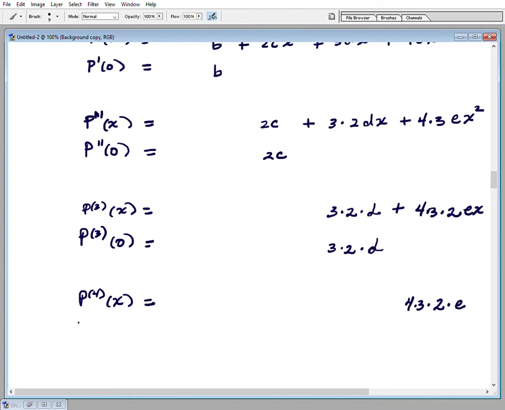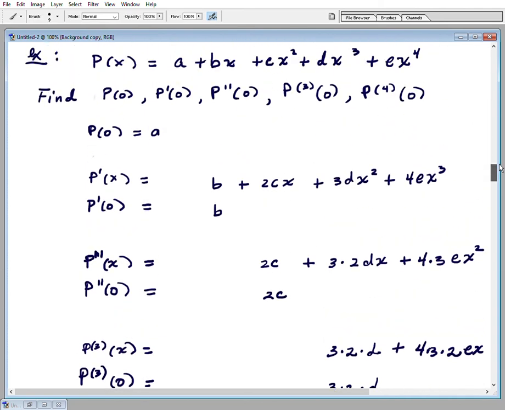And if we substitute in 0, we get the same thing. Okay, so the main point here, let's just look at what's going on. The value at 0 just depended on the constant. The first derivative had something to do with the coefficient of x to the first. Actually, it was equal to the coefficient of x.